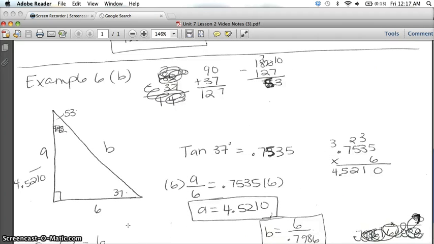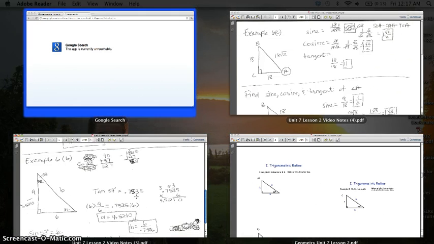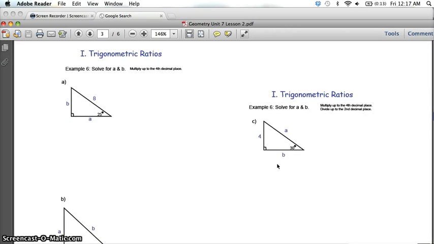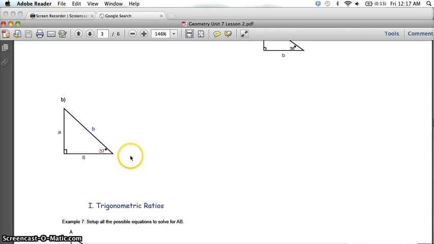Now let's look at example 6. Example 6, let's go to our notes. Now example 6 gave us 37 degrees. And again, it also gave us 90 degrees. So to find the third angle, all three angles in a triangle are equal to 180 degrees. So you're going to add 90 and 37, and you're going to subtract it from 180 degrees to get your third angle. So go ahead and do that, and go ahead and do this one on your own.